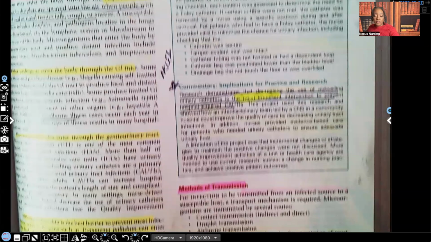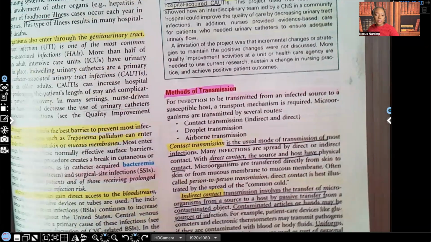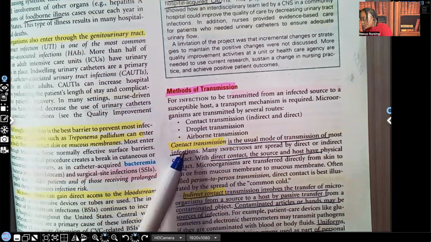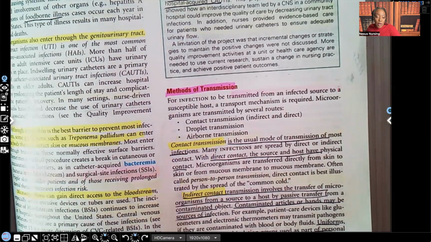Methods of transmission. So there's contact precautions. Let's start with contact transmission. This is a usual mode of transmission of most infections. Many infections are spread by either direct or indirect contact.